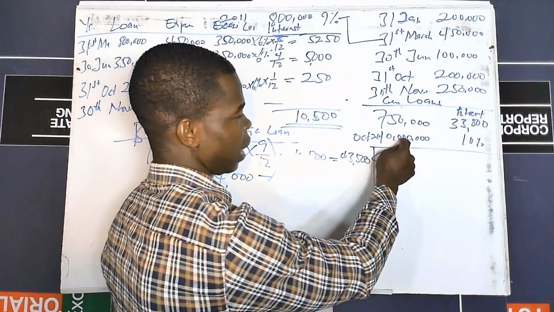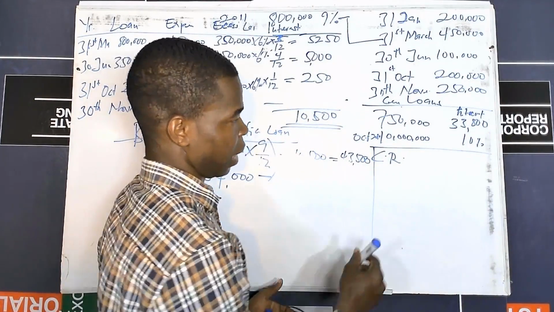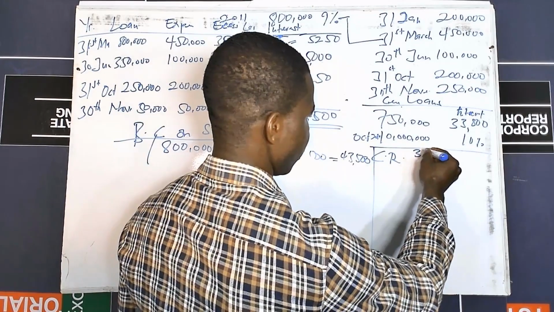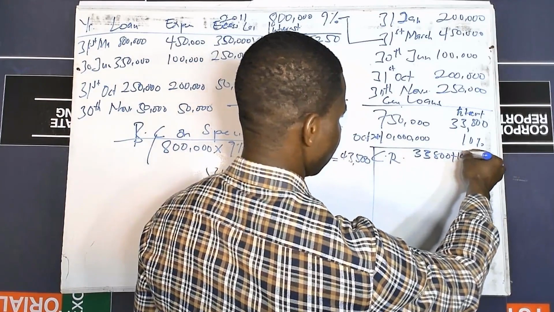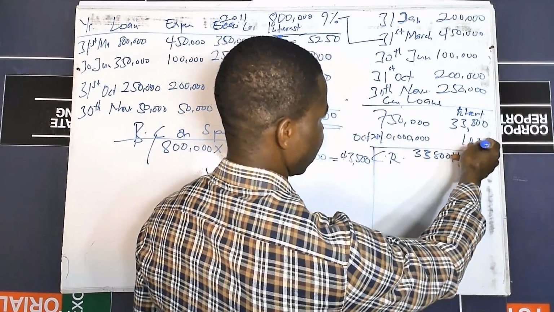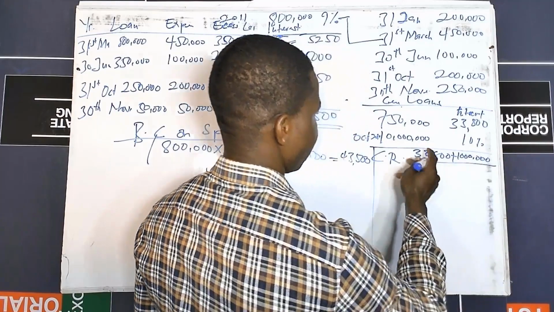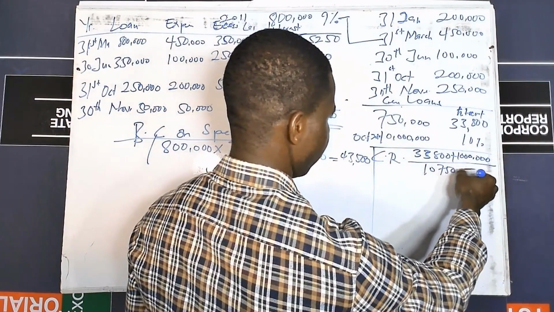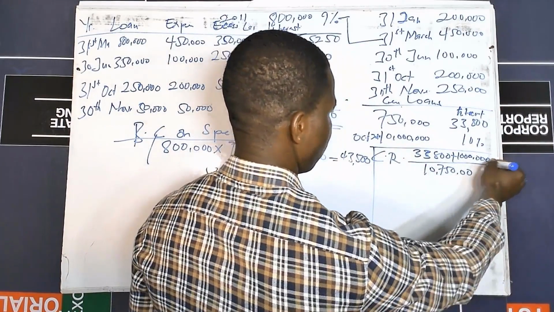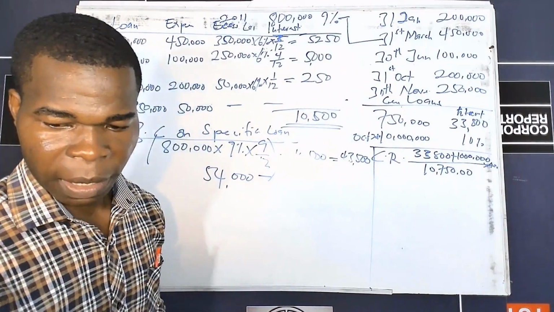So we have to determine the interest on this, and it's going to give us 1 million for that matter. So it's going to be 33,800 plus 1 million, because it's 10 million and 10%, so 1 million over here, all divided by our total loan, which is 10.750 thousand, all multiplied by 100.